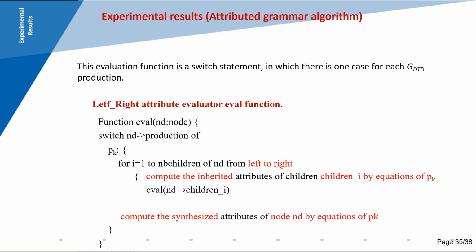If the production, as an example, is a PK, then for each child of the node, we can compute the inherited attribute of the children by the semantic equation of the production PK. We can call the function eval for each child of the node, and then finally we can compute the synthesized attribute for the node by the equation of the production PK.